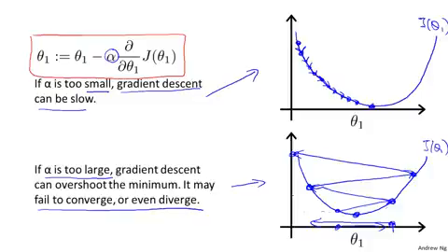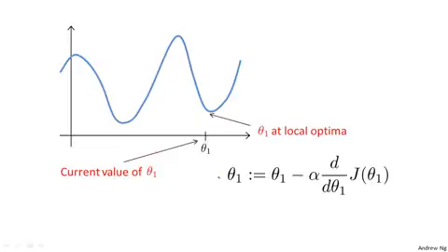Now, I have another question for you. So this is a tricky one, and when I was first learning this stuff, it actually took me a long time to figure this out. What if your parameter theta 1 is already at a local minimum? What do you think one step of gradient descent will do? So let's suppose you initialize theta 1 at a local minimum. So suppose this is your initial value of theta 1 over here, and it is already at a local optimum, at a local minimum. It turns out that at a local optimum, your derivative will be equal to 0.